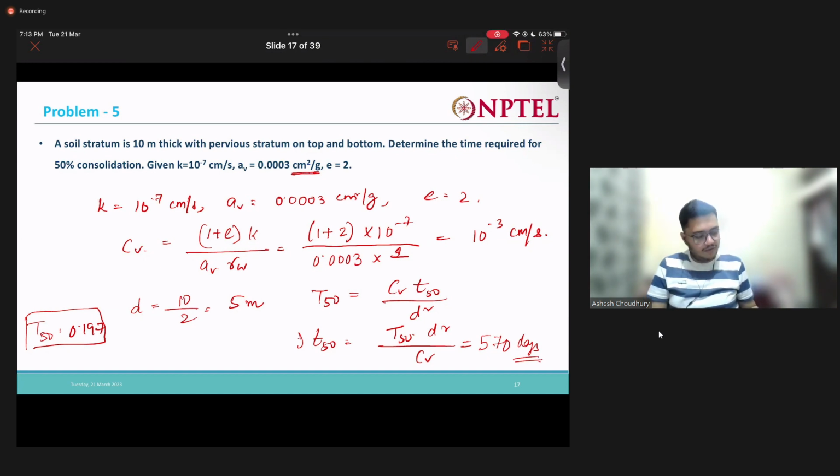0.197 into 500 square divided by CV, 10 to the power minus 3, is how much? So it's a huge number. Divided by 3600 into 24. Yeah, it should be 570 days.